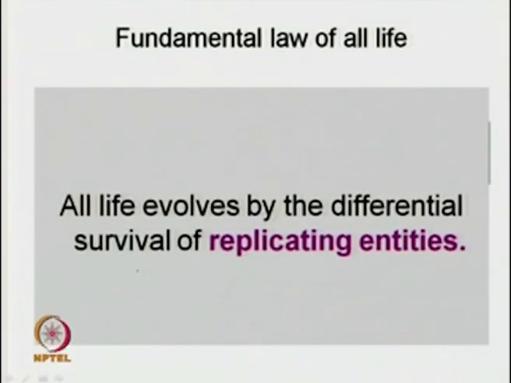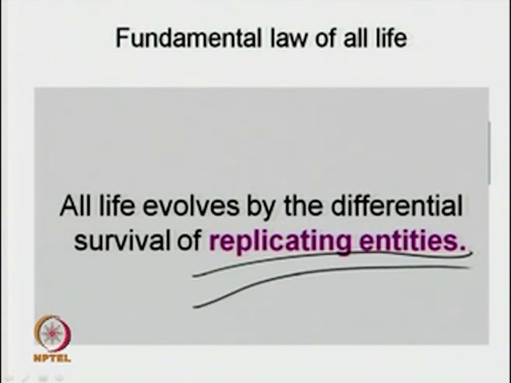So, he says that he wants to attempt to formulate a fundamental law of all life. And the fundamental law, he says, is that all life evolves by the differential survival of replicating entities. Listen to this very carefully. All life, whether it is memetic life, cultural life, or genetic life, and he even says in his essay, reverberating electronic circuits, all kinds of life, if we accept that reverberating electronic circuits are also life of some kind. All life evolves by the differential survival of replicating entities. These are all entities that replicate themselves.